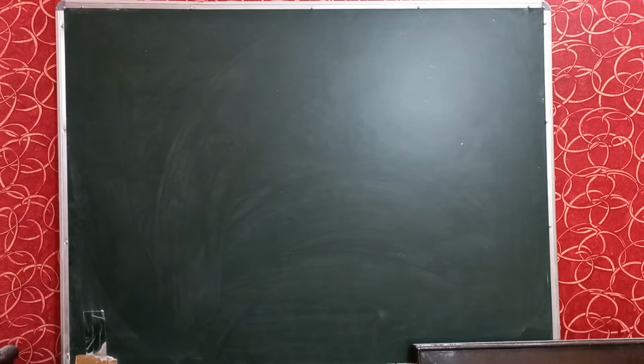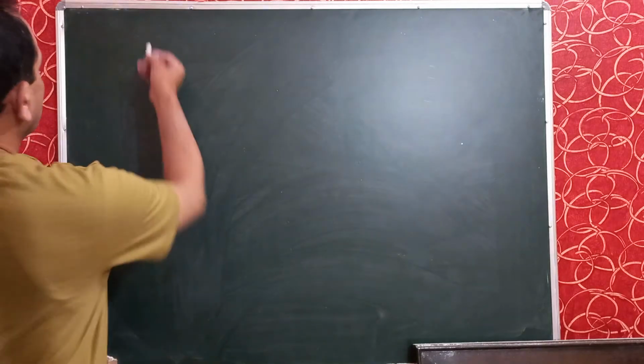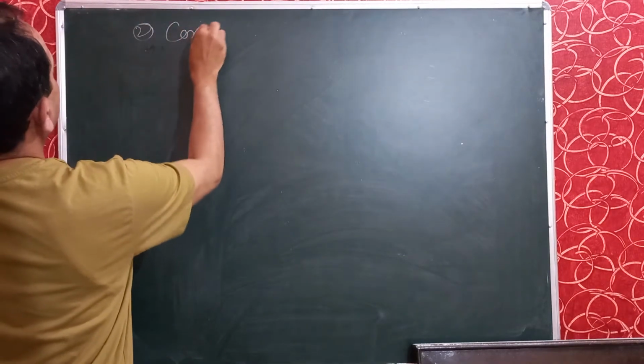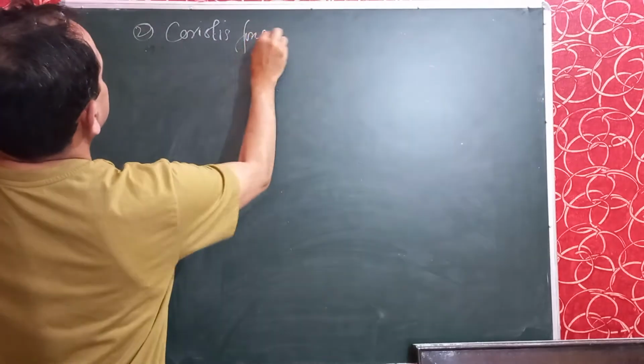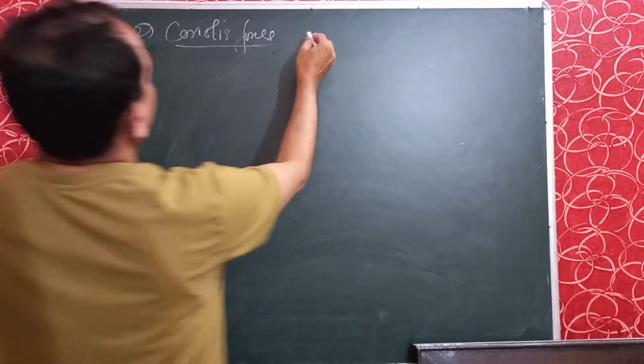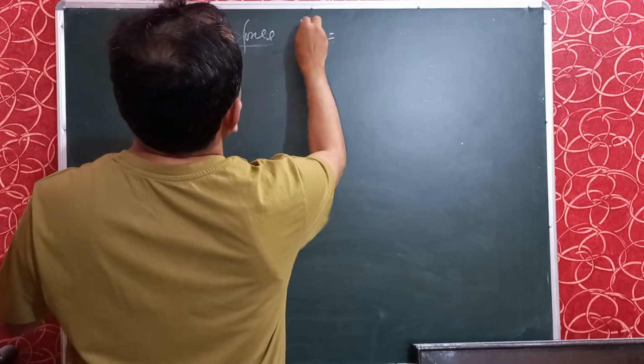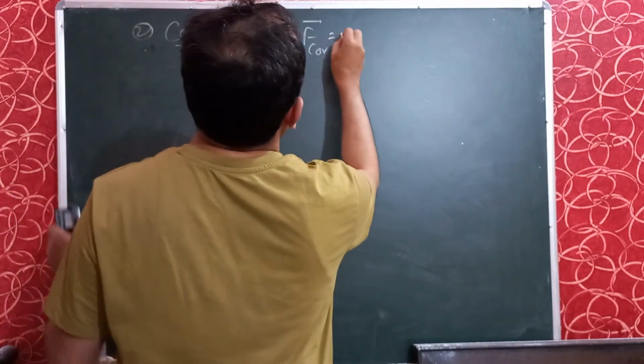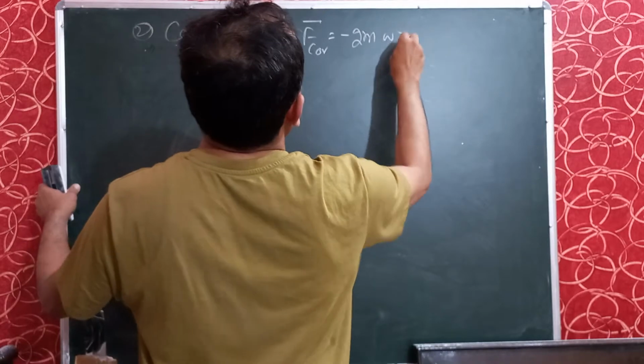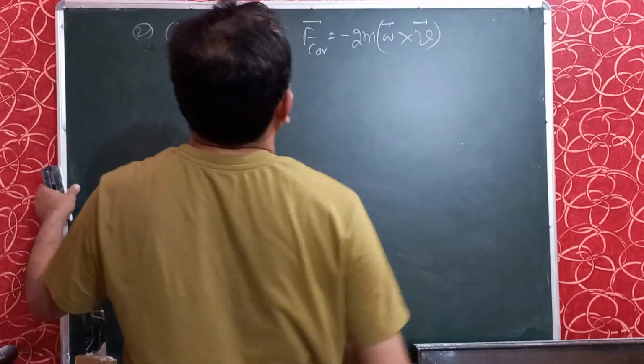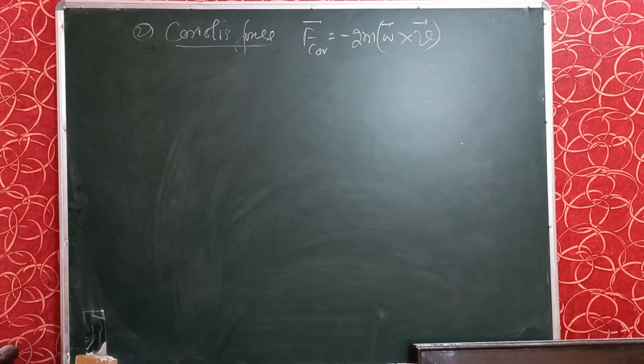Today we will discuss the effect of Coriolis force on freely falling body. What is Coriolis force? It is a fictitious force which is written as minus 2 m omega cross v. First of all, we will find the value, magnitude and direction of this Coriolis force. Then we will find the effect of this force on freely falling body.